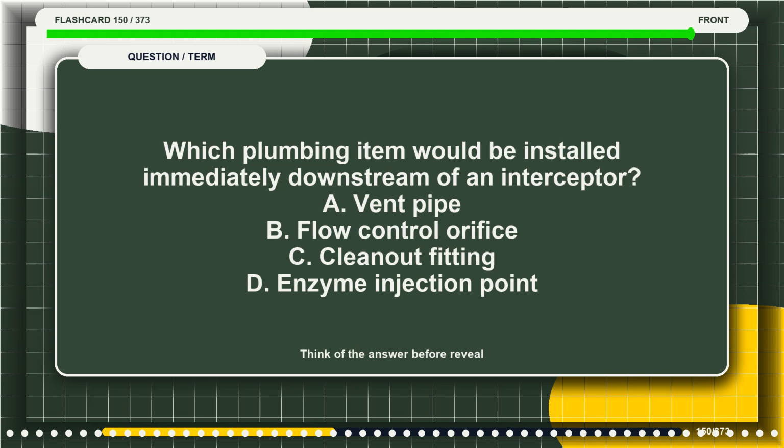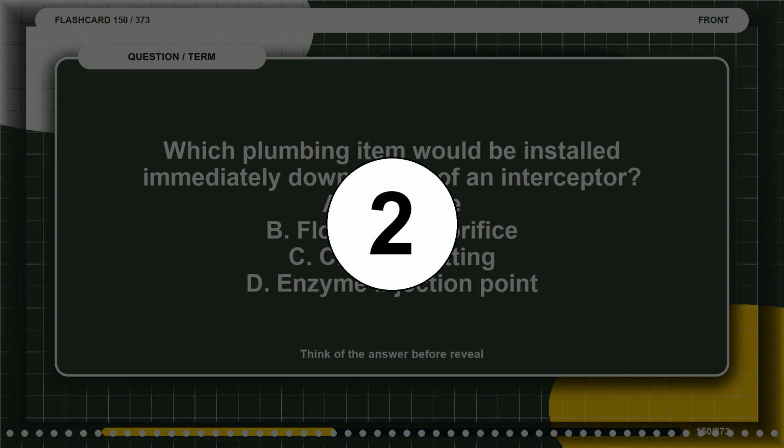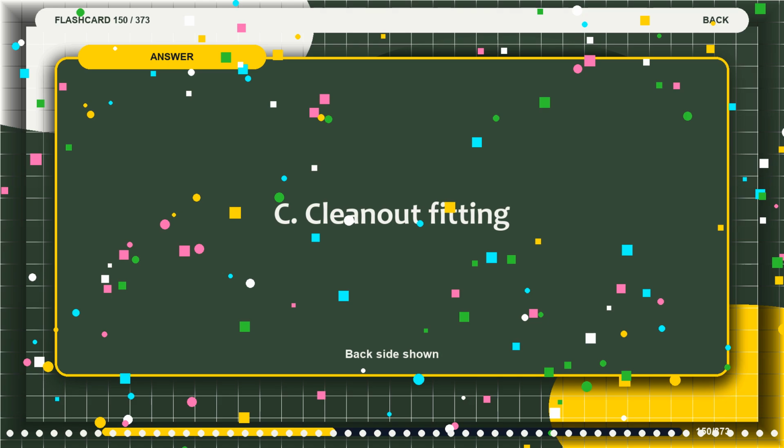Flashcard 150. Which plumbing item would be installed immediately downstream of an interceptor? A. Vent pipe. B. Flow control orifice. C. Clean out fitting. D. Enzyme injection point. Think of the answer before the reveal. The answer is C. Clean out fitting.